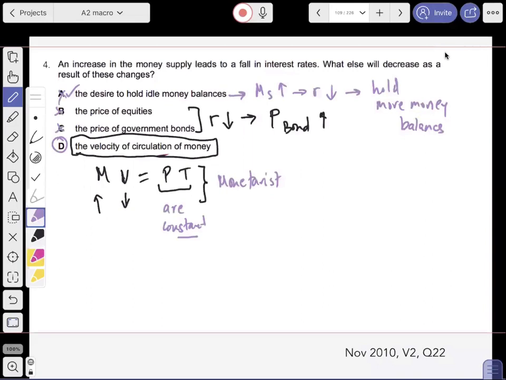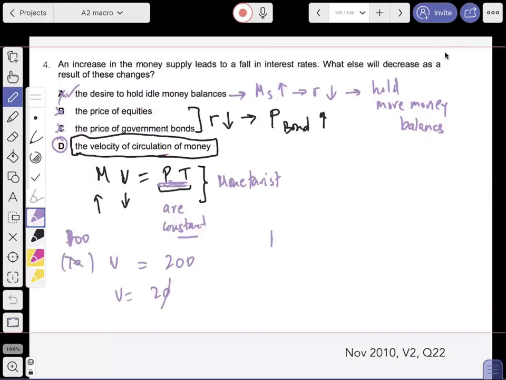Yes, each circulation will be less given PT is constant. How will V decrease? If PT is constant, when M goes up, V will go down. For example, if the right hand side is 200 and V is something which we need to find out, when M was 10, then V will be 20. But when M was 100, V will become 2.